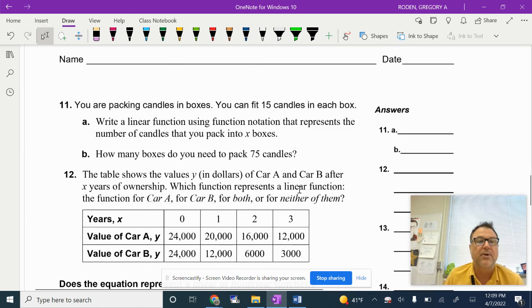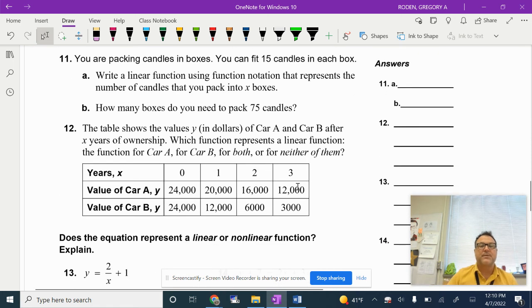All right, here we go. You are packing candles into a box. You can fit 15 candles in a box. Write a linear function using function notation. Okay, I'll teach you what that is.